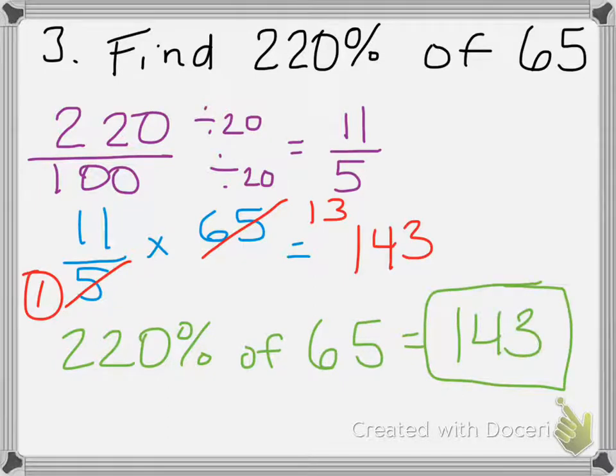All right, so once you get your 11/5, you're going to multiply that by the 65, which was your whole number up top. Then you're going to cross simplify the 5 and the 65 because you're dividing out 5 by each one. So on that one you get 1 and 13 at the top, and then 13 times 11 is 143. So the answer, 220% of 65 is 143.